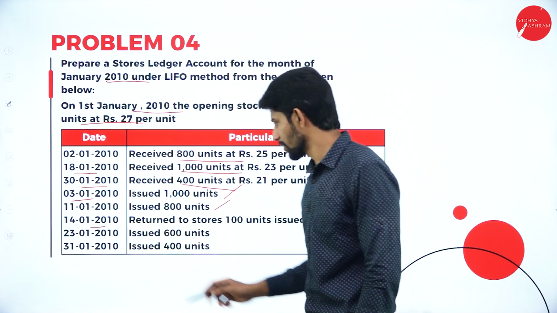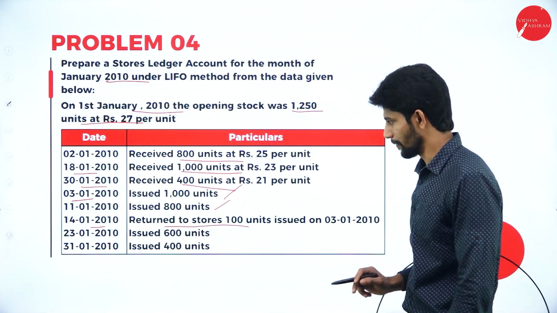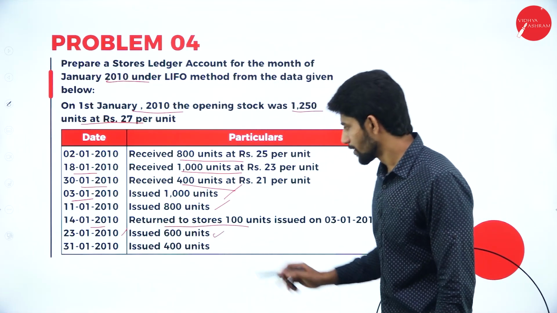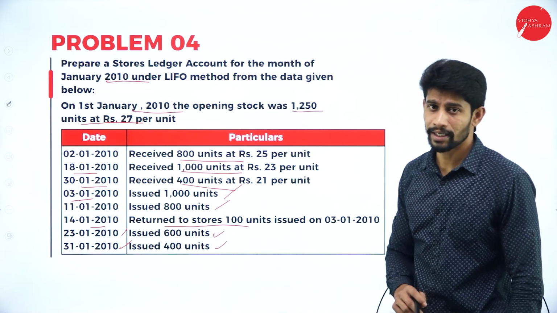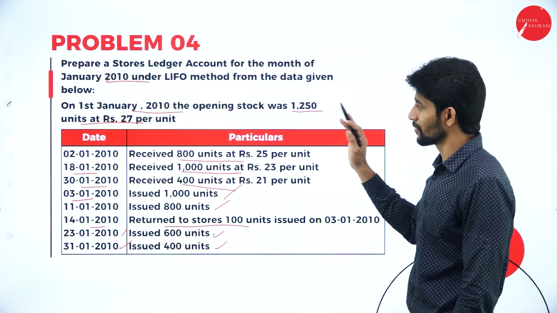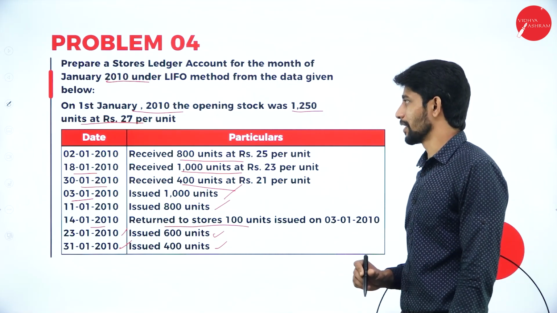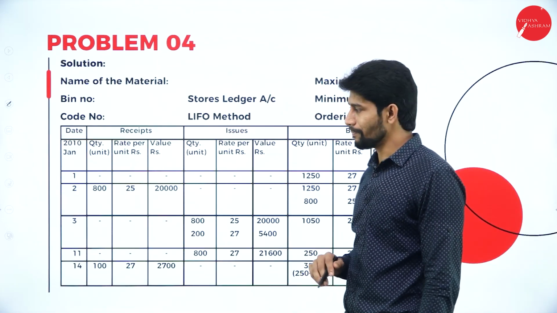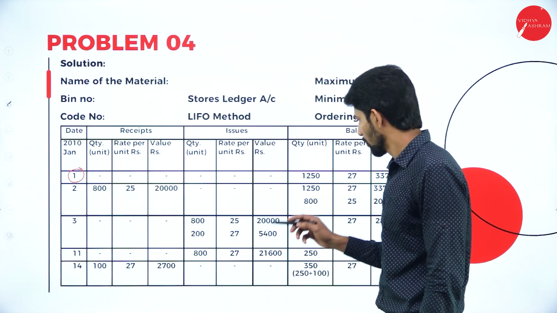On 14th, they received some return. Yes, they received some return. Next, 23rd Jan, they issued 600 units, and 31st Jan, they issued 400 units. So by using this information, we are supposed to solve the problem under the last in first out method. So the format will be the same. Yes, on 1st Jan, what is the entry? On 1st Jan, opening balance.